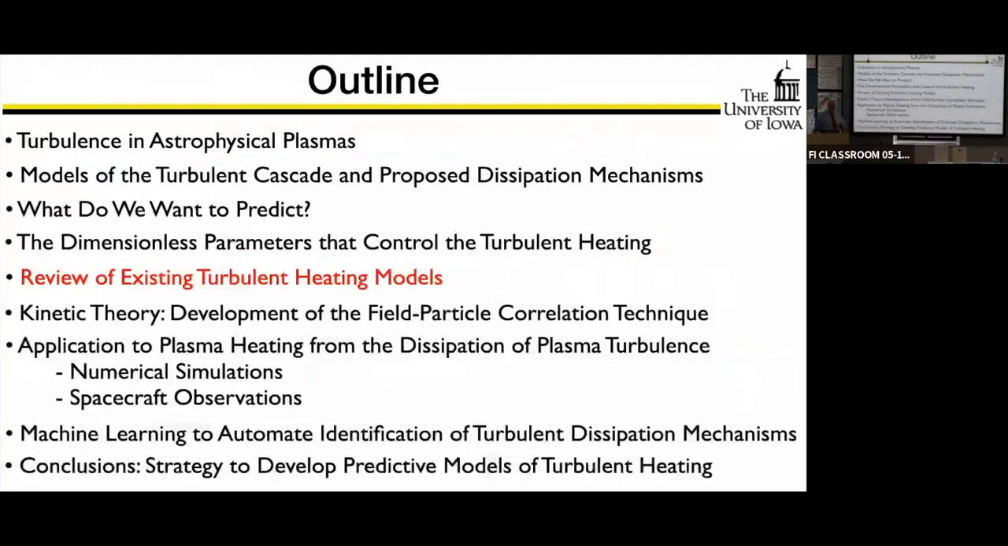Okay, so I want to briefly review. Yes, go ahead. Could you briefly say something about the incompressible aspect? What type of systems would that be?